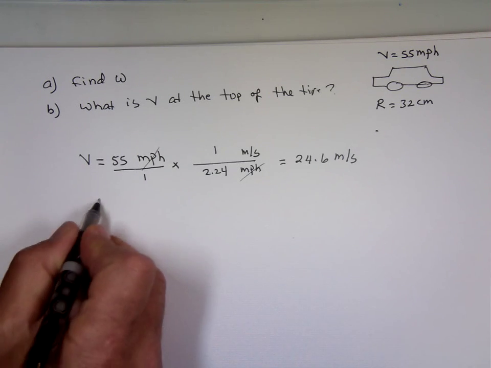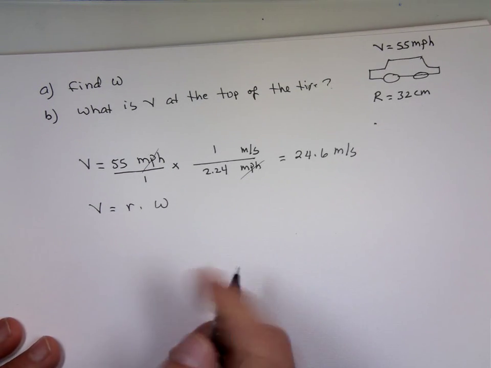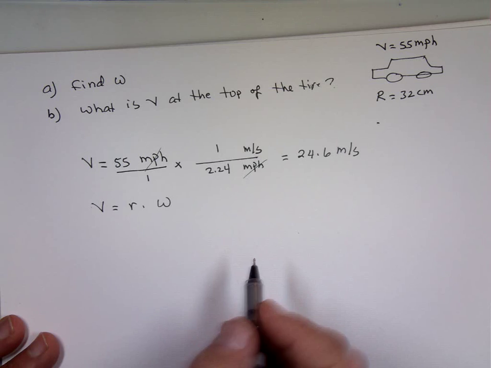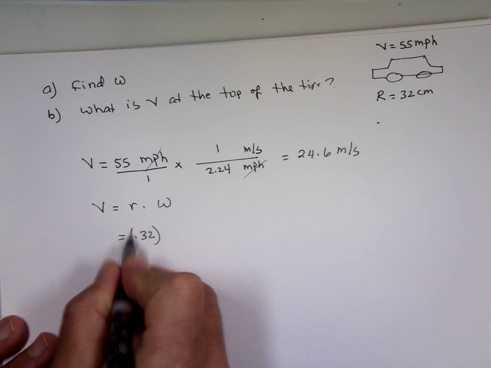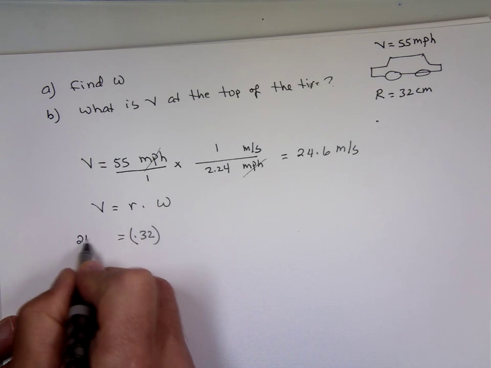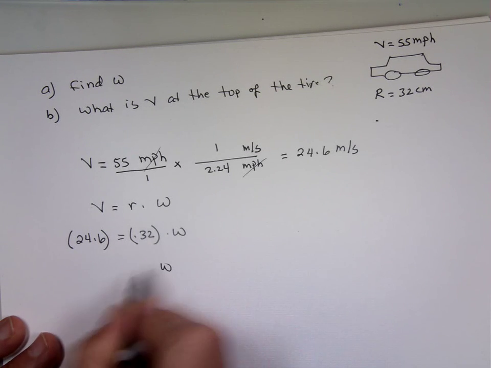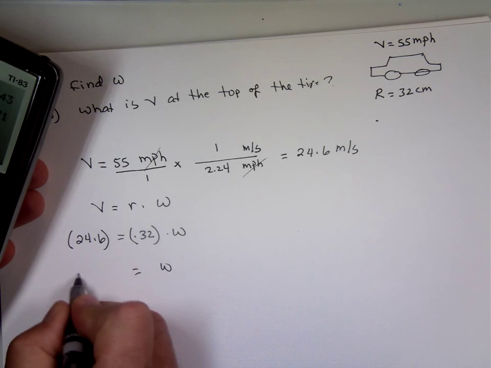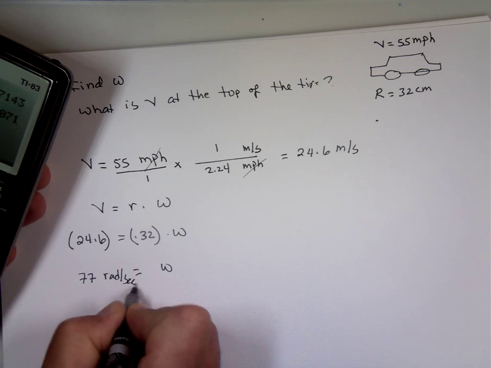V equals what? R times W. R for this one is what? 0.32. V is what? 24.6. Can we get what W is? And I got roughly 77 rad per second. 76.7 or 77.